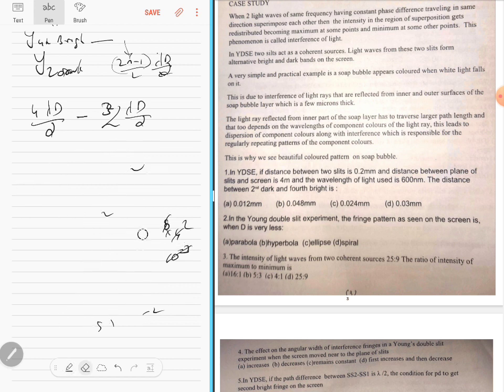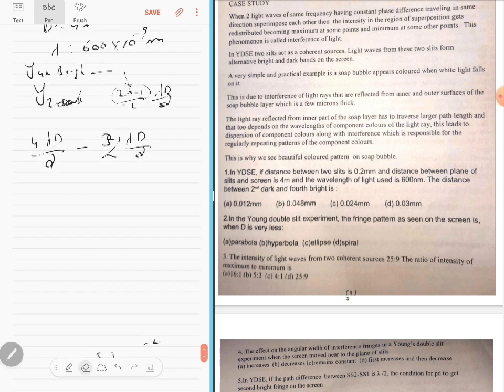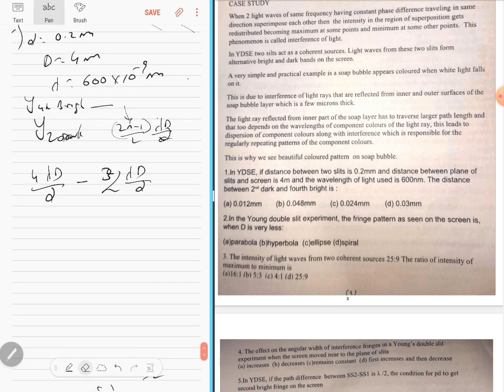Is it correct? The second dark fringe is (2n minus 1) by 2 into lambda into capital D. 2 2s are 4, 4 minus 1 is 3 by 2. The fourth bright fringe, 4 into lambda into capital D by small d. Fourth bright. This is the difference between them. Absolutely right. So I'm trying to take lambda into capital D by small d out: 4 minus 3 by 2, it's 5 by 2, into lambda into capital D by small d.